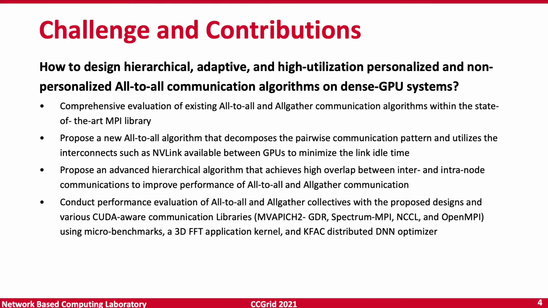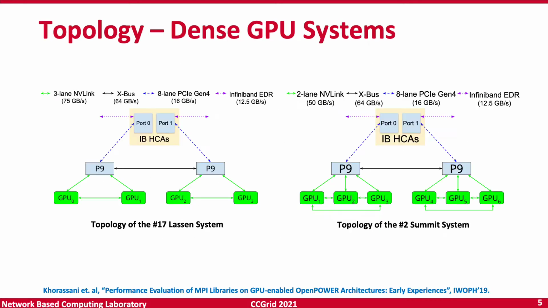We also propose an advanced hierarchical algorithm that will achieve high overlap between inter and intra-node communications to improve performance of all-to-all and all-gather communication. And then we conduct performance evaluations of all-to-all collectives with the proposed designs in various CUDA-aware communication libraries like MVAPICH2-GDR, Spectrum MPI, NCCL, and OpenMPI, using microbenchmarks, a 3D FFT application kernel, and the KFAC distributed DNN optimizer.